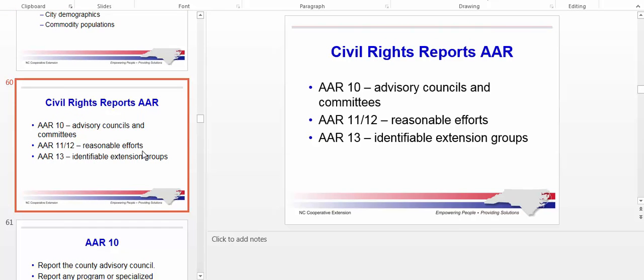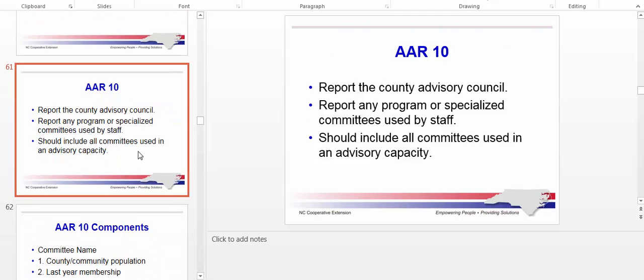Civil Rights Affirmative Action Report 10 is for advisory councils and committees. Then you would go to report under 13, the identifiable extension groups. That'll determine if they're in compliance or not. And then you go back to 11 and 12. And for those groups that aren't in compliance, you show all reasonable efforts of how you're trying to get them in compliance. So 10 is the report of our county advisory council, any program or specialized committees used by staff, and includes all committees used in an advisory capacity.